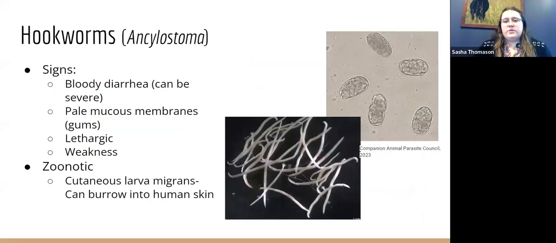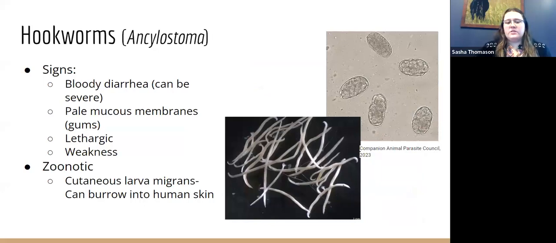Since these hookworms do latch on and feed directly from the intestinal cell lining, they can cause some blood loss. So you can see bloody diarrhea. Depending on the worm load, it can be very severe. And with that blood loss, you can have pale mucous membranes, so gums really pale. They can be lethargic. They can be weak. This is due to them feeding and causing blood loss. So they get an anemia at that point.